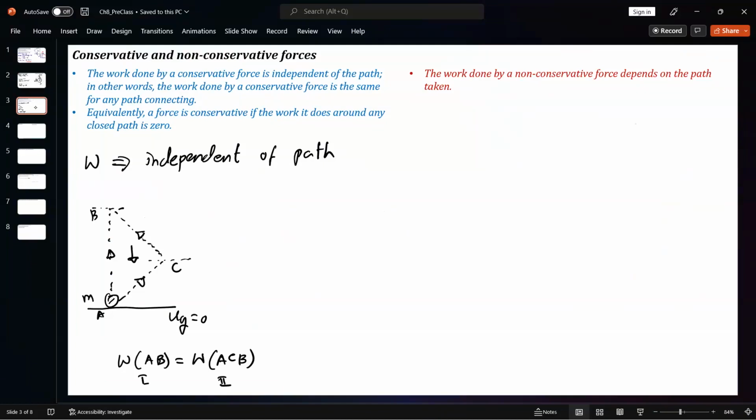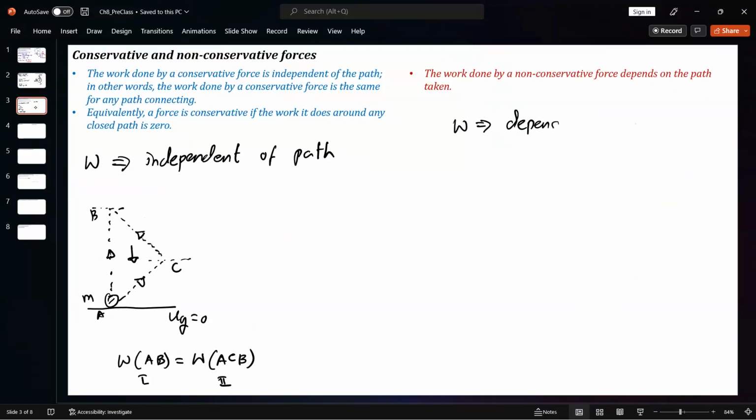And then, more mathematically, if I bring the object back to the starting point, the total work done is 0. Then we can easily define non-conservative type forces. Non-conservative type forces mean the work done actually depends on the path traveled.